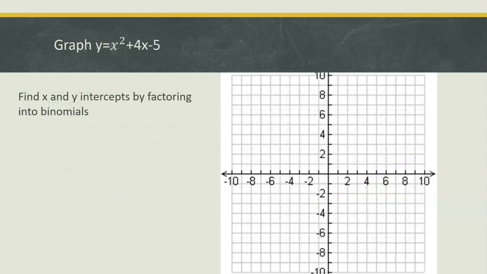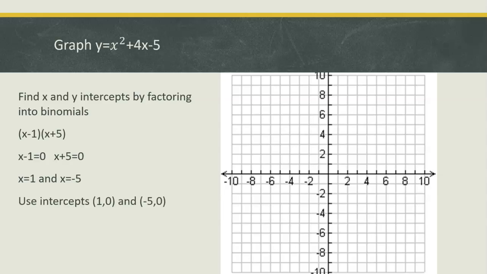We need to find the x and y intercepts of this equation, y equals x squared plus 4x minus 5. But first we would factor into binomials. And the two binomials would be x minus 1 and x plus 5. And if we set those equal to 0, x minus 1 equals 0 and x plus 5 equals 0, we'll find that x equals 1 and x can also equal negative 5, making these our intercepts, point 1, 0 and negative 5, 0.